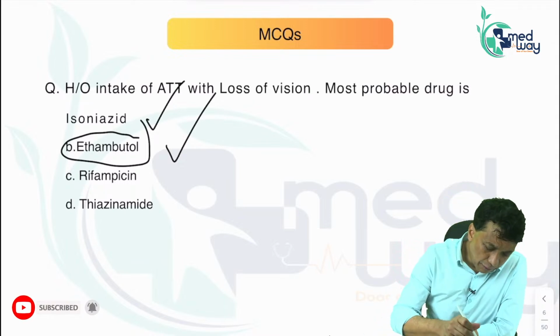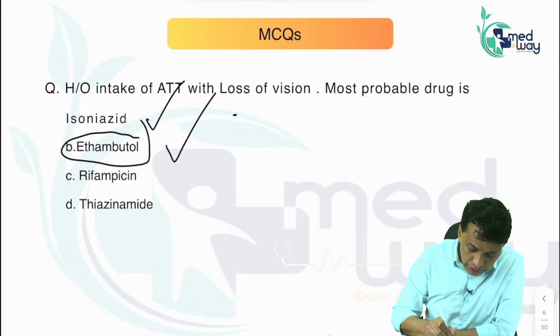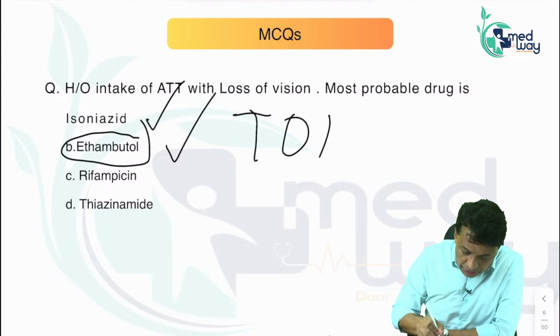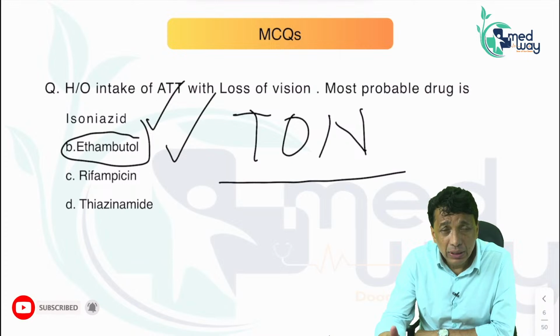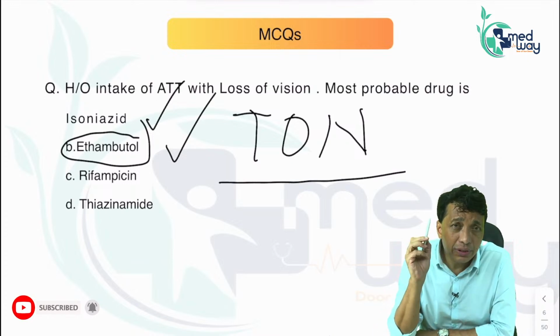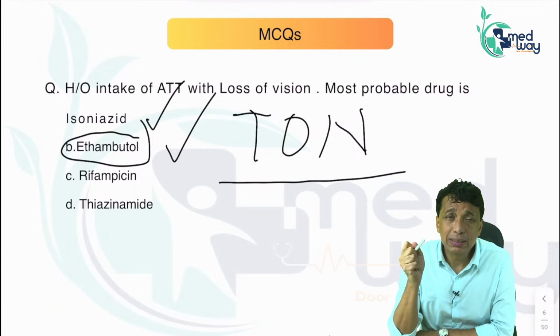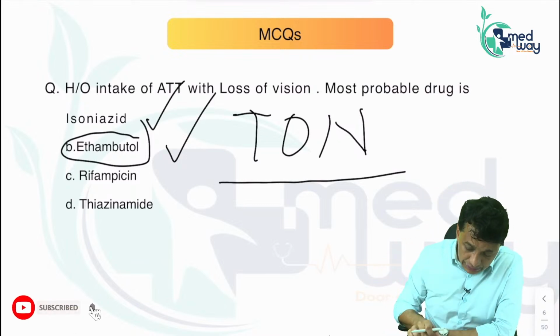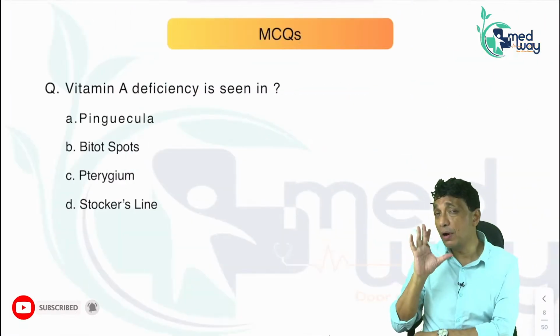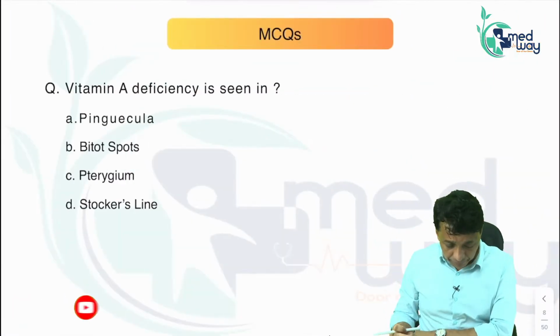I've often talked about this when we talk about toxic optic neuropathy, is it not? Certain drugs which cause loss of vision due to damage to the optic nerve. The three most common being, first is tobacco, second is alcohol, and third is ethambutol. So this is ethambutol. This is the answer. So far so good. We are not in any dilemma.